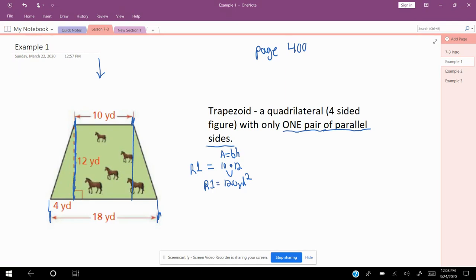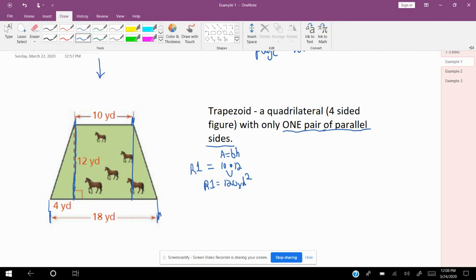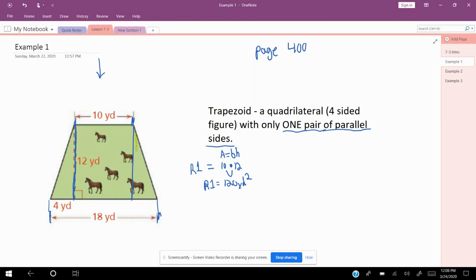But I have these other two triangles to focus on now. Let me see if I can get a good color. Here's one triangle. Let me switch to pink. Much better. So there's one triangle, and here's the other triangle.